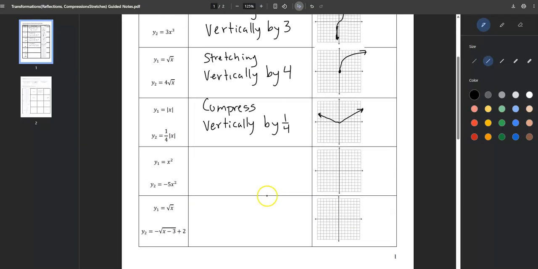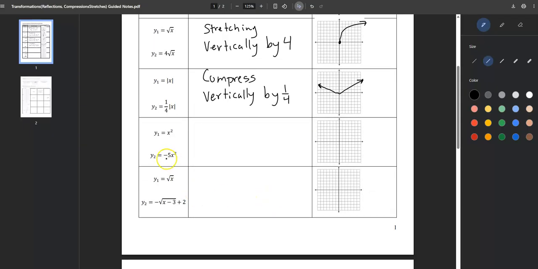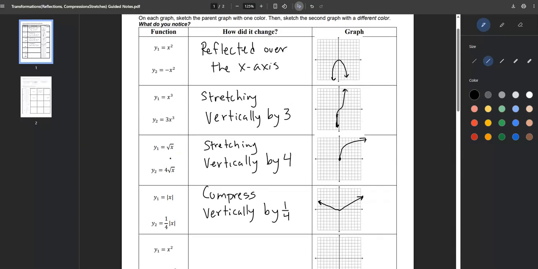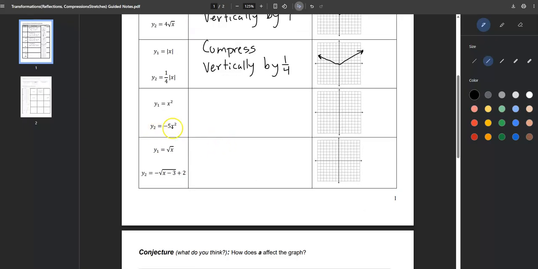Okay, so let's put them together. What if I have the negative and the 5? Well, what has my negative been doing? Reflecting over the x. What is my whole number, my number greater than 1? It has been stretching it. So this should make it skinnier, or stretch it, and it should reflect it.